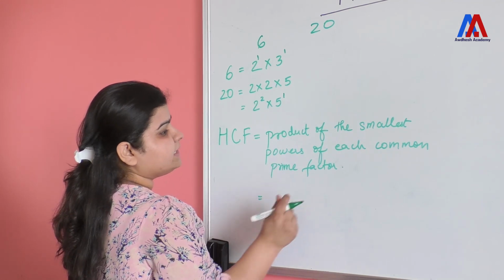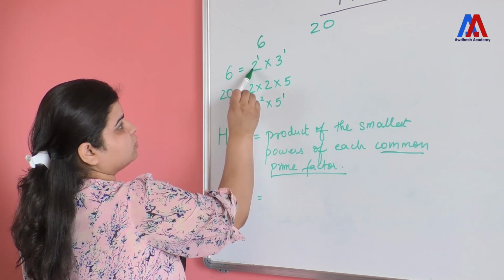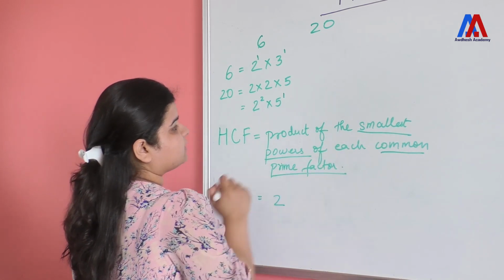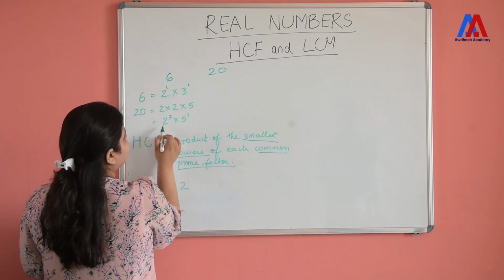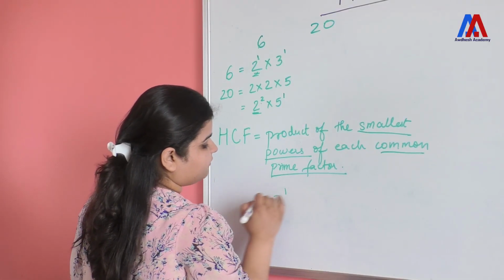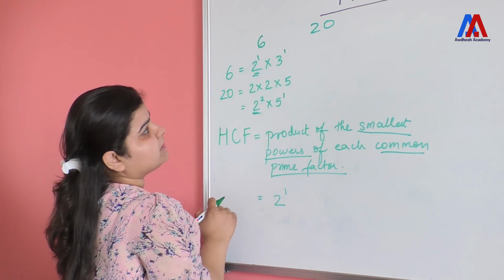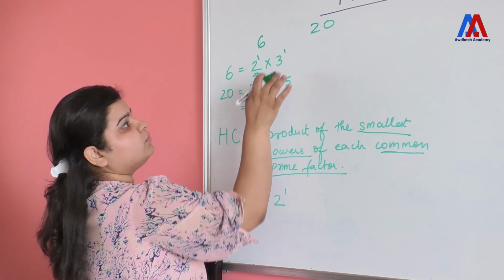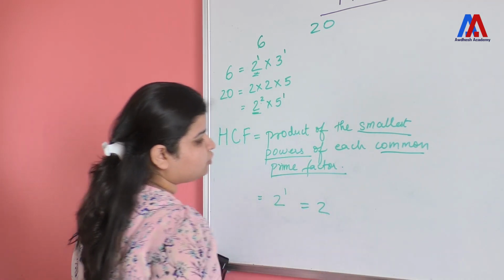Let's first find the common prime factors in the given numbers, which is 2. Now the next thing is the smallest powers. So the smallest power of 2 between 2 raised power 1 here and 2 raised power 2 here is 2 raised power 1. So we have the HCF as 2 raised power 1. Now we don't have any other common prime factor, since 6 has 3 but 20 doesn't have 3, and 20 has 5 which 6 doesn't have. So our HCF is 2 raised power 1 or simply 2.